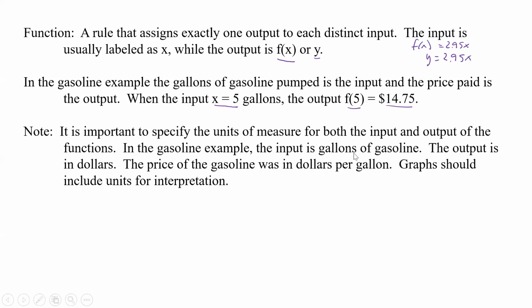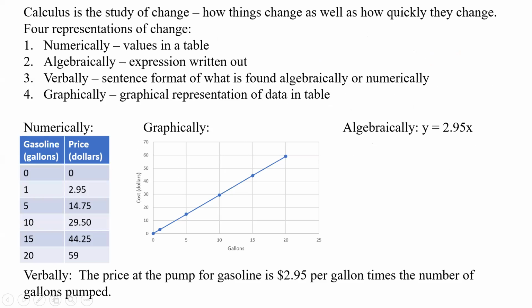So if we go back here, we've got the cost in dollars, we've got the number of gallons, and so that makes sense. Our table, we had gallons of gasoline, dollars as the price, and so we have everything here as well as in verbally. Now, the algebraically, you're not going to have any of the units because you're just going to have an equation.